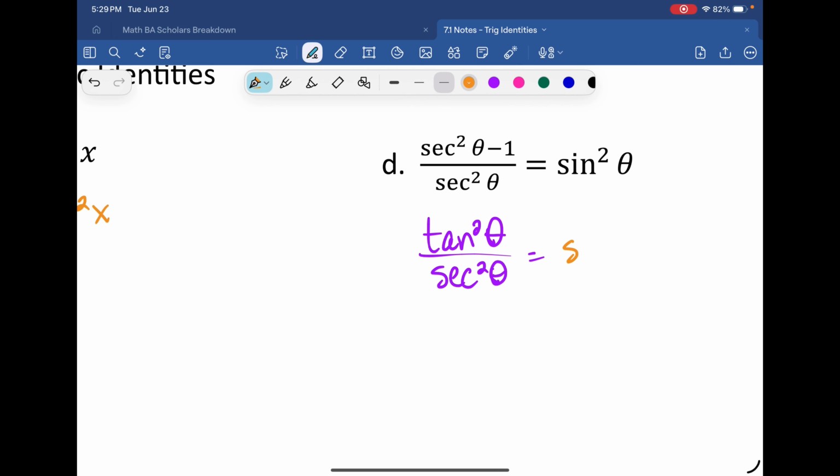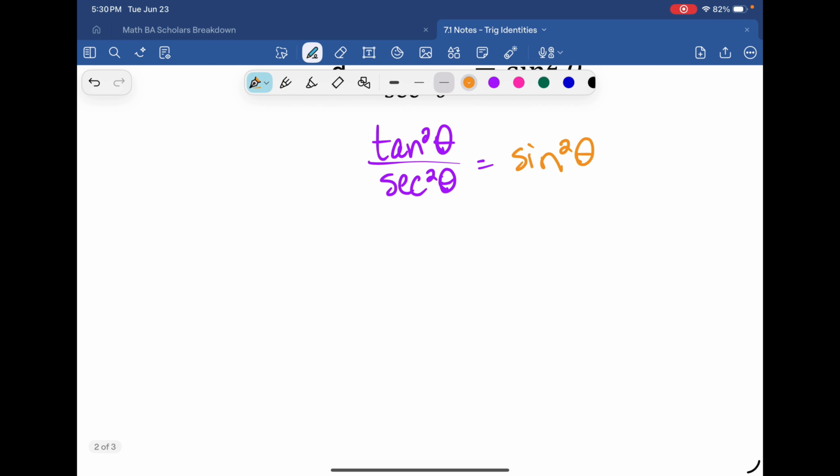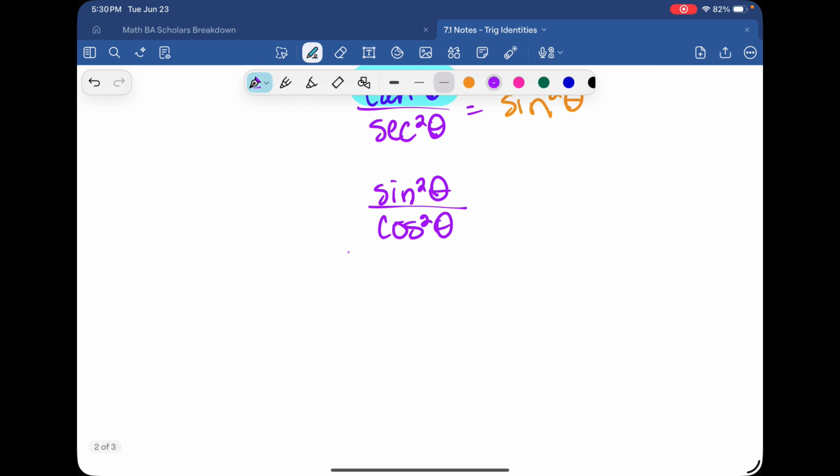Okay, I'm trying to turn to the left and to the right. It doesn't always work that way, but a lot of times it does. So tangent squared, we're going to change to sine and cosine: sine squared over cosine squared. Secant squared is 1 over cosine squared.